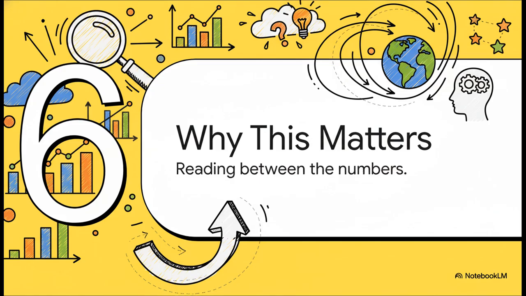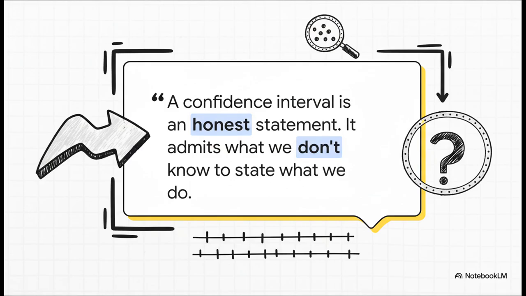So why does any of this matter to you? Well, because understanding this one core concept can totally change how you see and interpret the world of numbers that you see every single day. I absolutely love this way of putting it. A confidence interval is an honest statement. It's not pretending to have the exact perfect answer. Instead, it quantifies our uncertainty. It actually embraces what we don't know in order to make a powerful and reliable claim about what we do know.